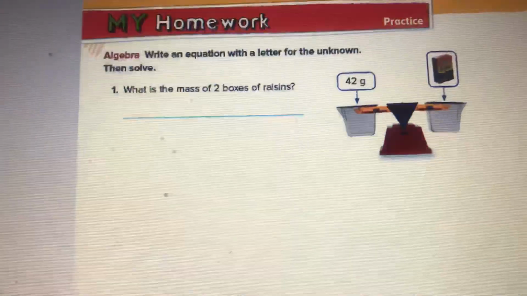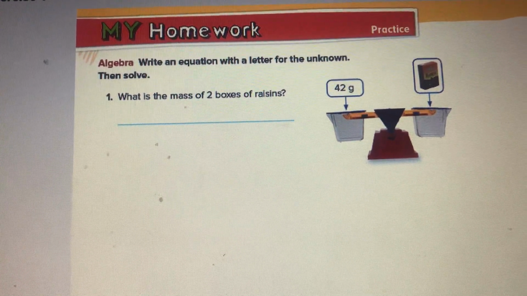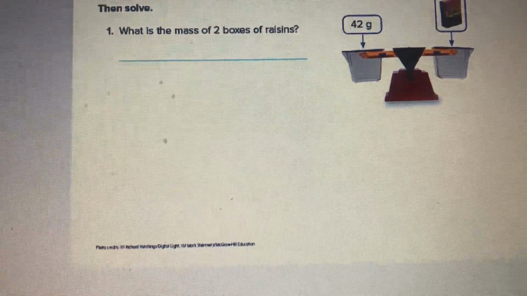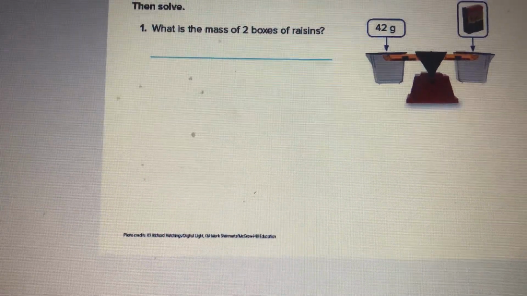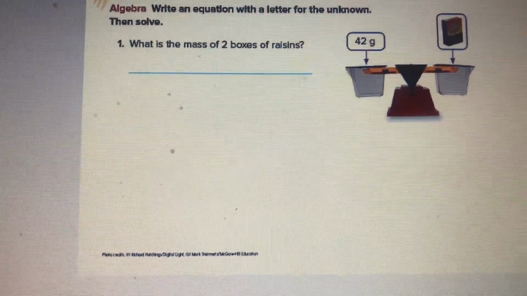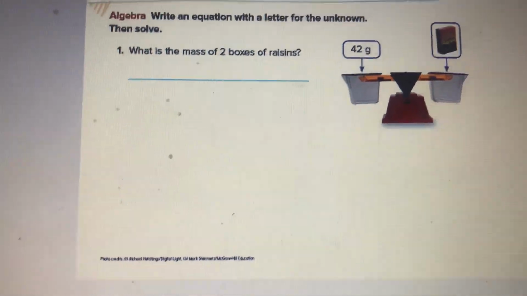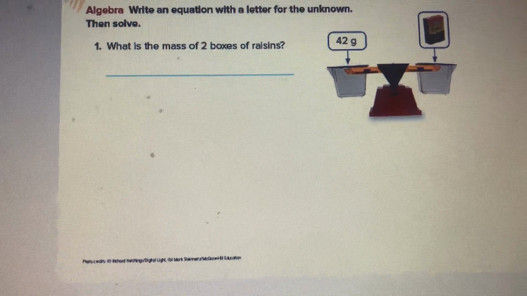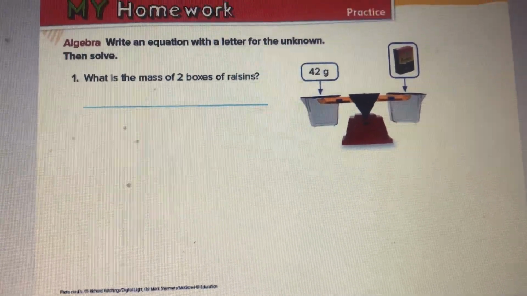That leads us to our homework, my friends, okay? So we're writing equations with a letter for the unknown. If you're talking about mass of a box of raisins, probably we're going to use the unknown letter B or R for raisins, okay? Take your time, do your best. We're not taking a grade on this. I will share the answers with you tomorrow.